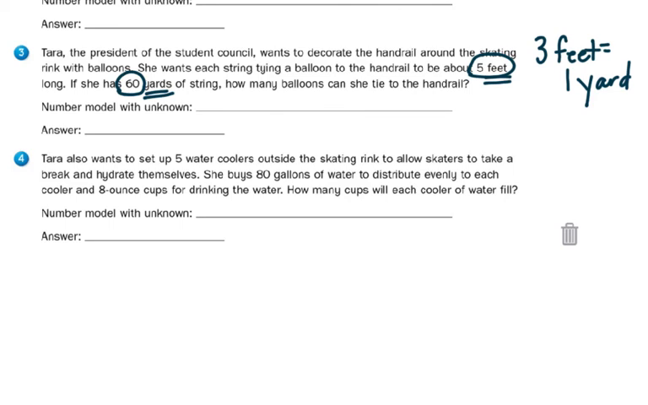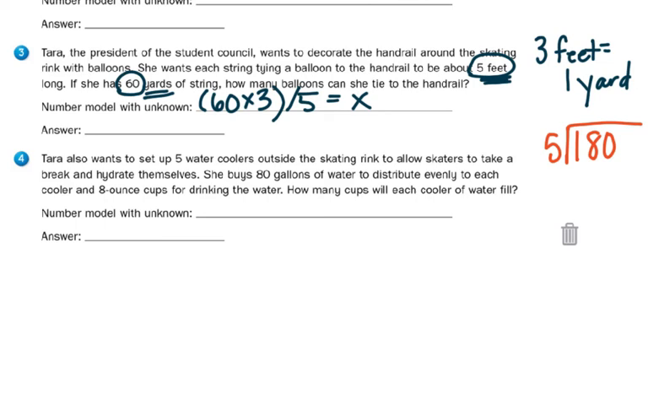So if she has 60 yards of string, we're going to take 60 times 3 feet in a yard. That will convert it to feet. Then I can divide that by 5 because each balloon will need 5 feet tied to it, and that will tell me how many balloons she can tie up. So let's start by taking 60 times 3, which is 180, and divide that by 5. Let's go ahead and take 180 divided by 5.